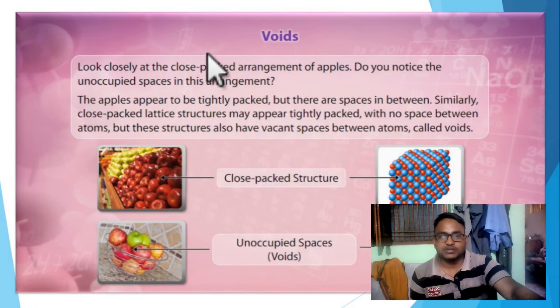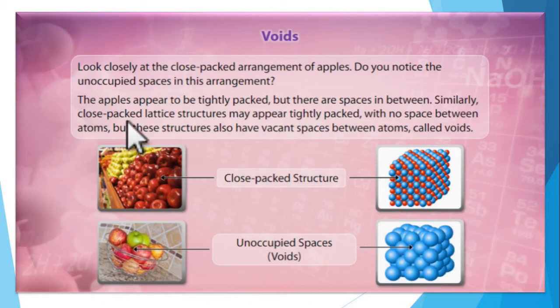What are voids? Look closely at the closed pack arrangement of apples. Do you notice the unoccupied space in this arrangement? The apples appear to be tightly packed, but there are spaces in between. Similarly, a closed pack lattice structure may appear tightly packed with no space between atoms, but this structure also has vacant space between atoms called voids. That means, what are voids? The vacant space between atoms in a crystal structure is known as voids.